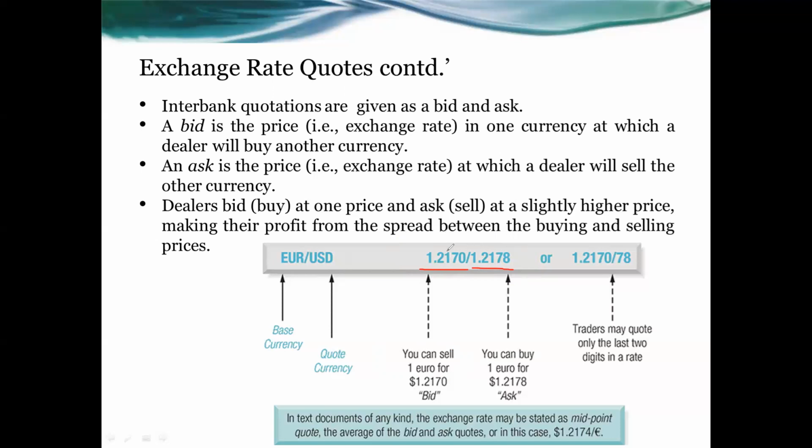Right? So this is a bid rate. The bid rate means the bank is willing to buy foreign currency from the customer. That means it is your selling rate. Now, the ask price is where the bank is willing to sell its foreign currencies to the customer. So that is your buying rate. Okay. So therefore, don't get confused with these two things.